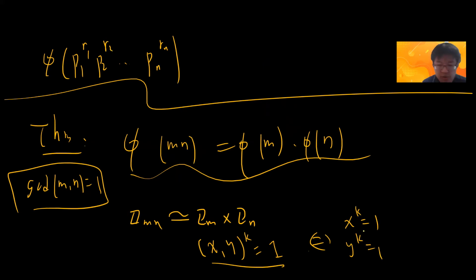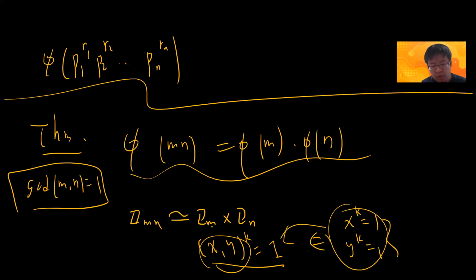So that means the order of xy will be the least common multiple of the order of x and y, right? But they are coprime, right? So the least common multiplier of m and n will be mn, right? So obviously if you take the multiplicative inverse and then take the order, you will get this one. Okay, this is just the reason.